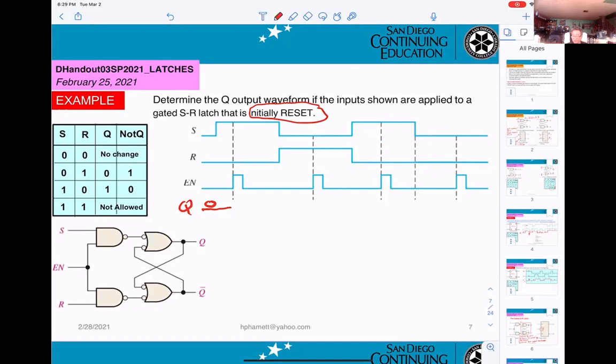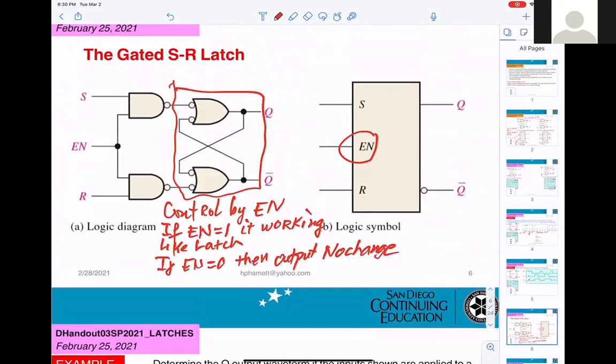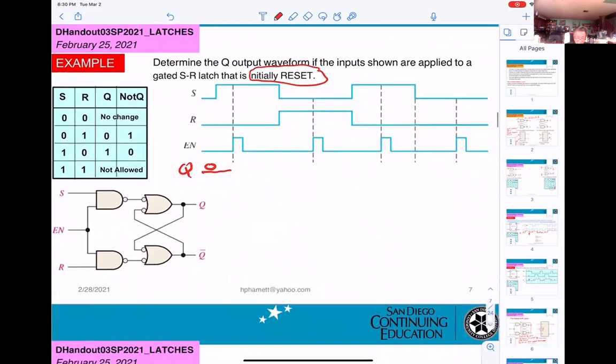So now, who can draw this thing? Mr. Fang, could you please go back for a second to the previous slide? That one? Yes, sir. Okay, ready. Thank you. Now, they want you to draw the output, and they're giving you S, R and enable. If you want to know the output, you look into the truth table. They say at the beginning they reset, so that's why I draw for you Q equals 0.